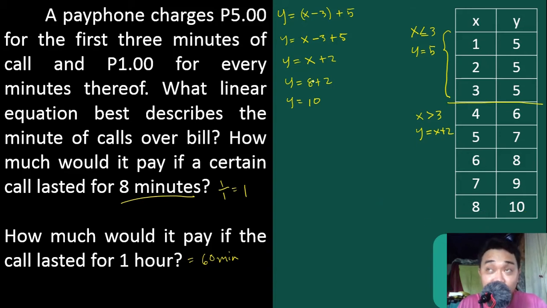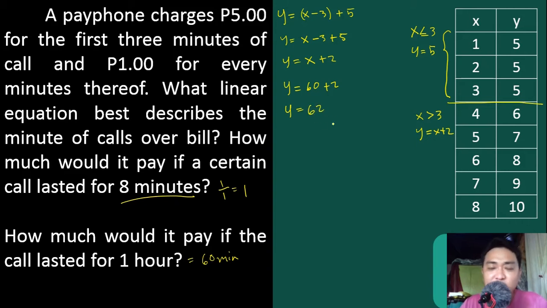Now na na-double check na natin na tama yung linear equation natin, gumagana siya. It's a working linear equation. Ito pong y is equivalent to x plus 2. Pwede na natin siyang gamitin sa mas malalaking number of minutes of calls. So we can now use it by substituting x by 60 minutes. So that is y is equivalent to 60 plus 2, or y is equivalent to 60 plus 2 is just 62.